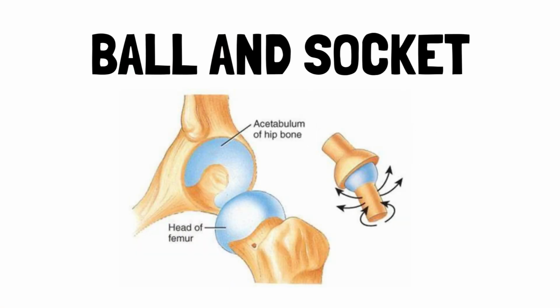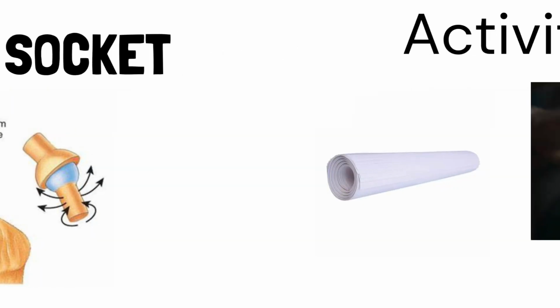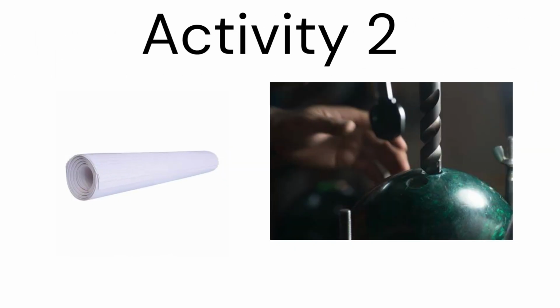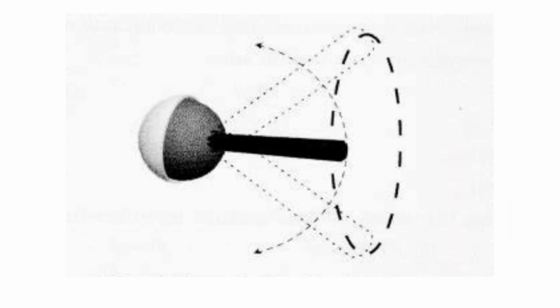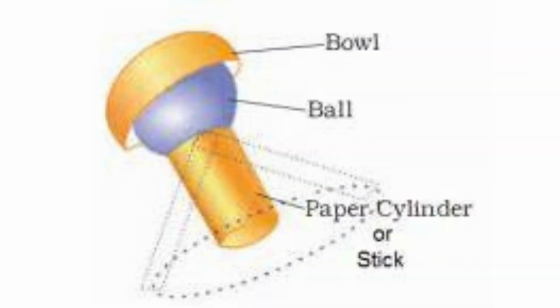Ball and socket joints. Roll a strip of paper into a cylinder. Make a small hole in an old rubber or plastic ball and push the paper cylinder into it as shown. Put the ball into a small bowl. Does the ball rotate freely inside the bowl? Did the paper cylinder also rotate?